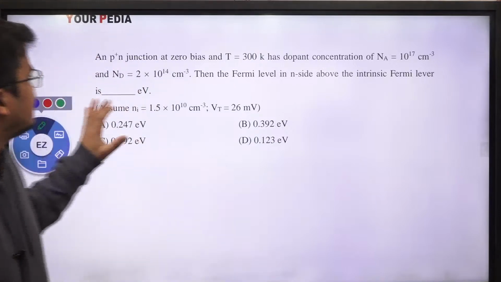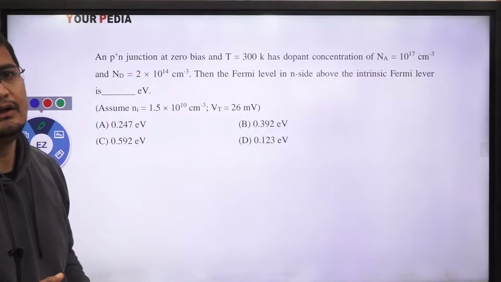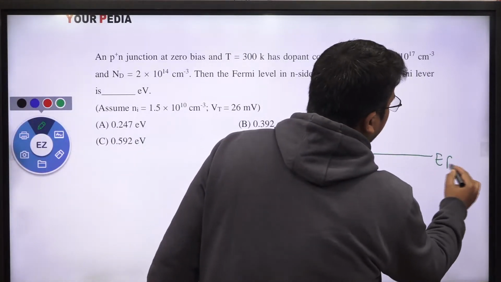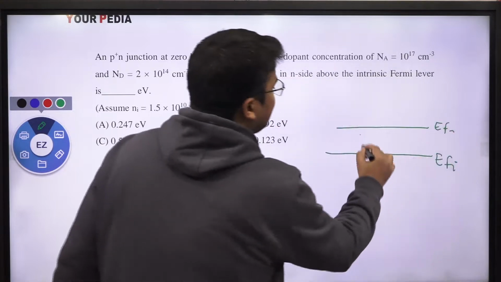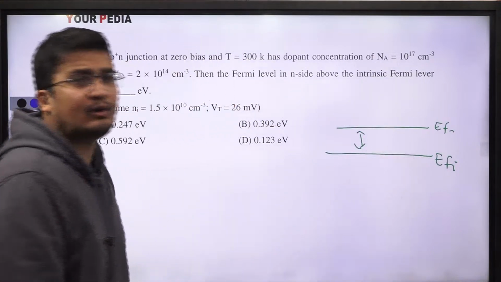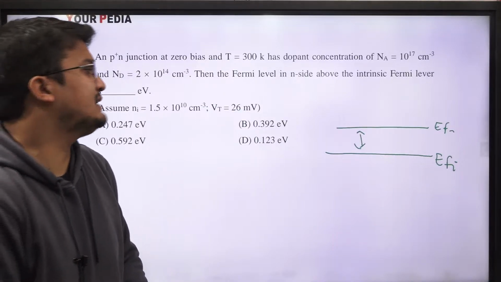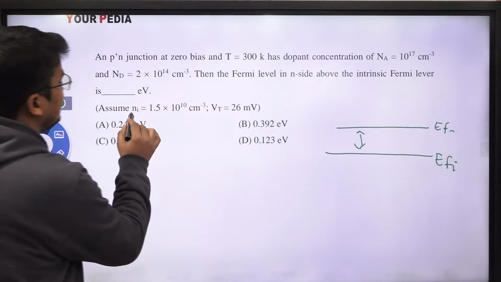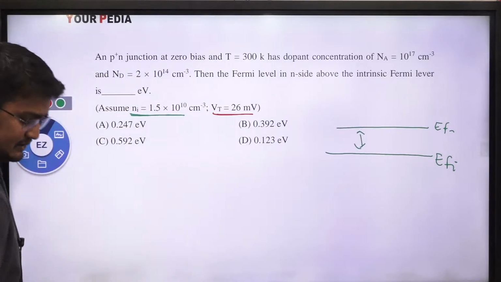So he is asking the same thing here, the Fermi level in the N side above the intrinsic Fermi level. So if I take this one as the intrinsic EFi, and this one as the position of the N-type Fermi level, he's asking this difference. What will be this difference in electron volt? And for these you need to use the intrinsic carrier concentration and thermal voltage. These are the 4 options.